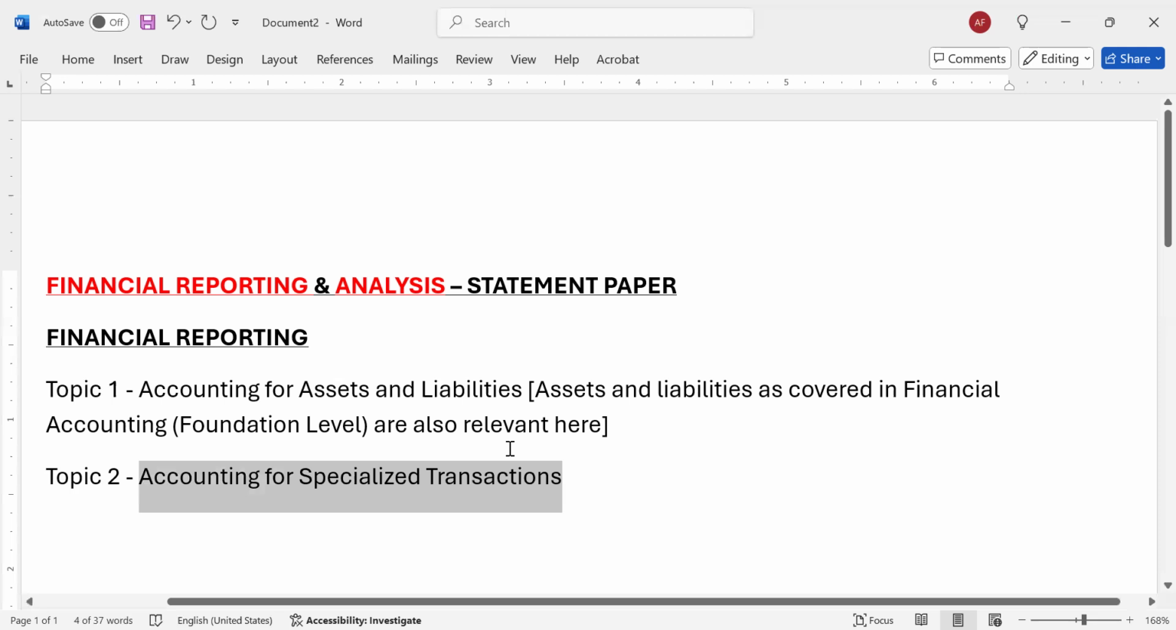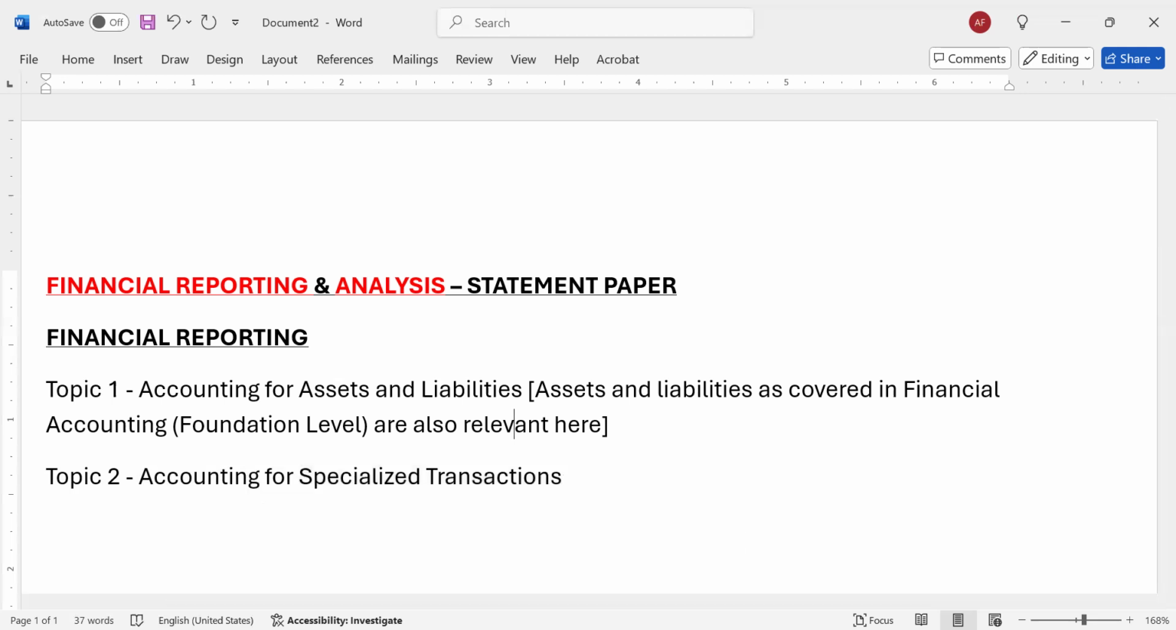And when we are talking about specialized transactions, what you should be aware of is that we'll be looking at the concepts to do with borrowing costs, the effects of changes in exchange rates, and revenue recognition. These are some of the specific elements you will be expected to understand at this point, including the aspect of hire purchase.